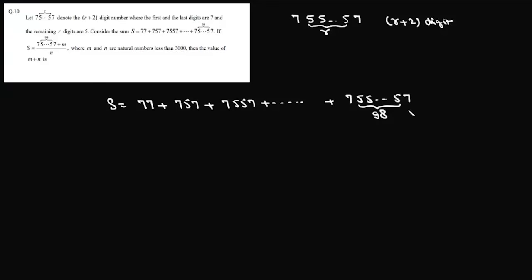Now it says we have to express this sum as 7 and then 99 times 5, 7 plus m by n, where m and n are natural numbers less than 3000. Find the value of m plus n. So somehow we have to solve this series. Now generally when I see this pattern, I know we have to use difference somewhere. So what we'll do is multiply this series with 10 and shift the series by 1 unit. So here it will be 770. Here it will be 7570.